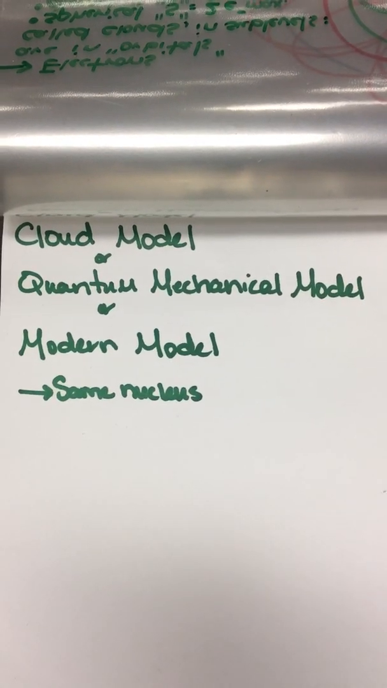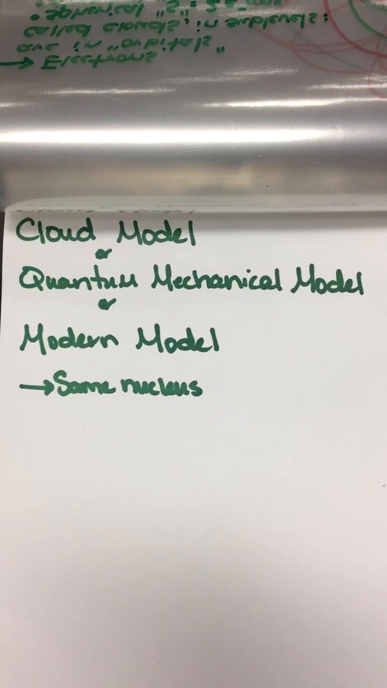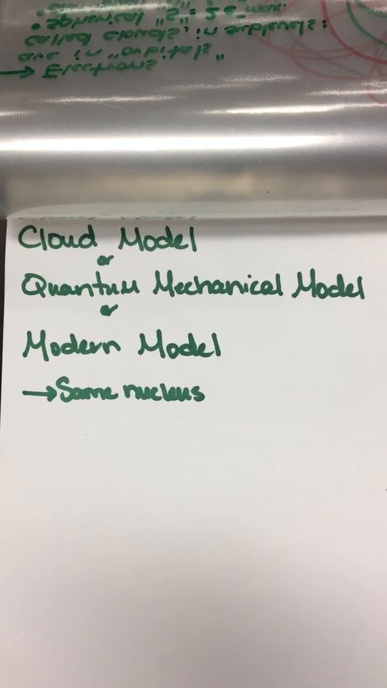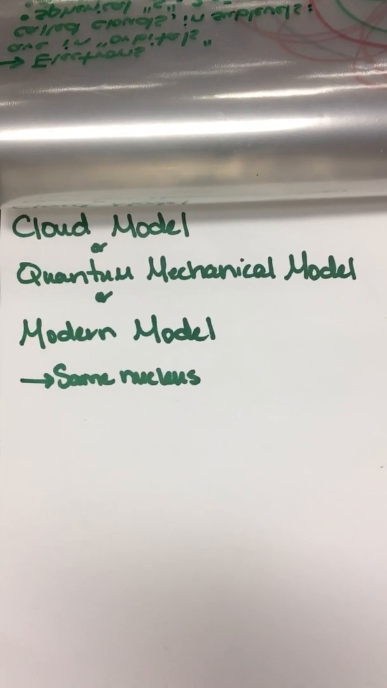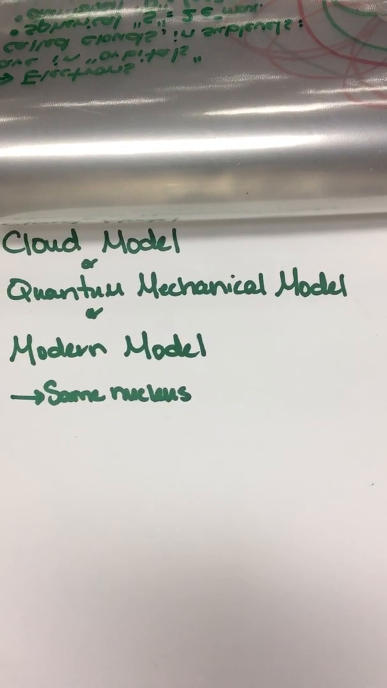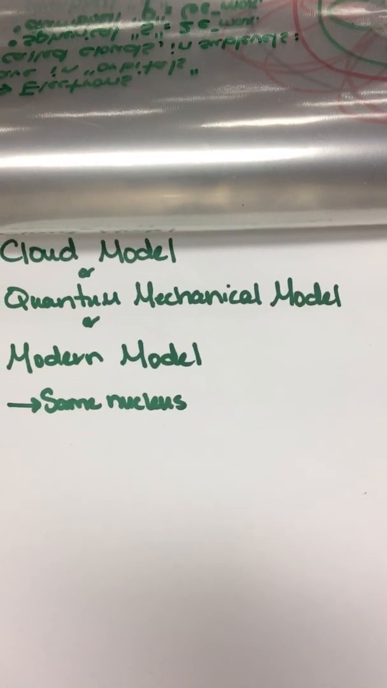Good morning, young scientists. Today we're going to learn the cloud model, or quantum mechanical model, or modern model of the atom. There's no change in the nucleus, so grab a piece of paper and you need 4 different colors and we're going to draw some pretty pictures.